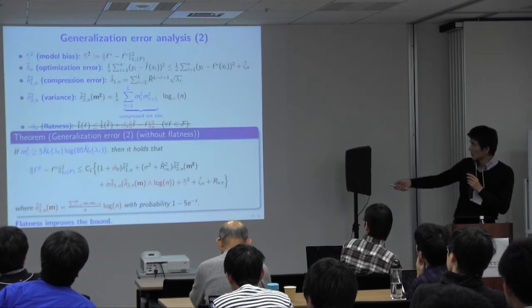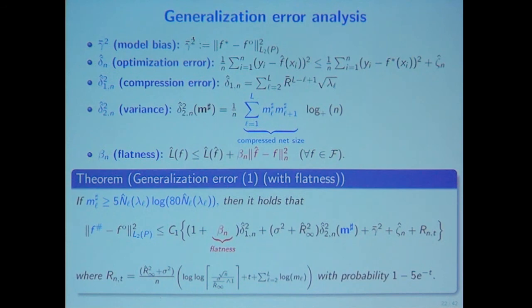So let me go back to this theorem. Lambda L is given as any positive real number. This upper bound is valid for any lambda L. But to obtain the tight bound, we minimize the right-hand side with respect to lambda L. Is it clear? Okay, so lambda L is any positive real number.